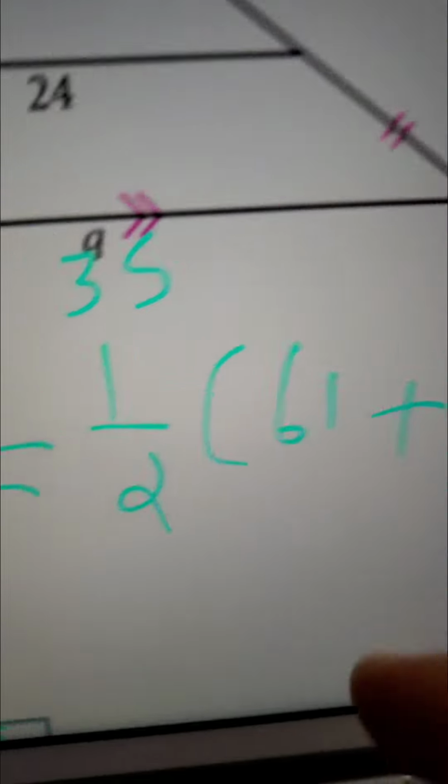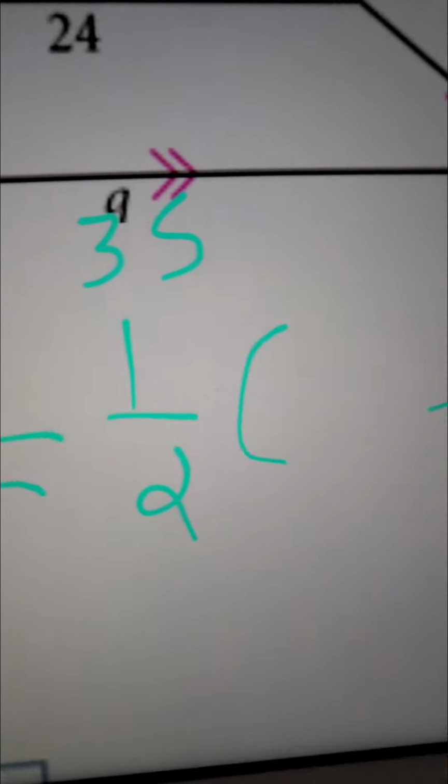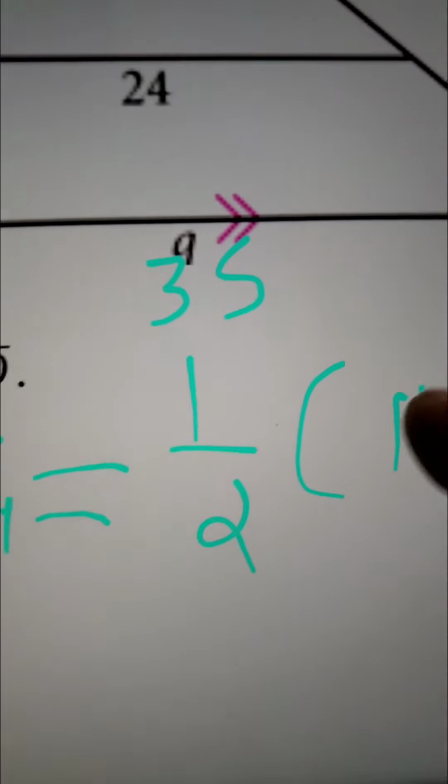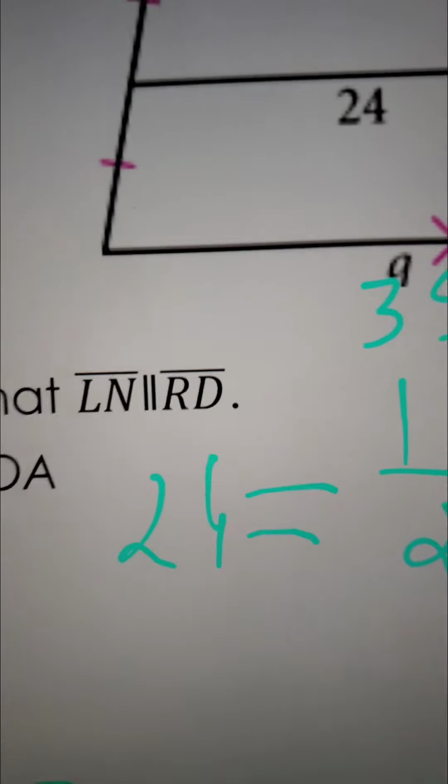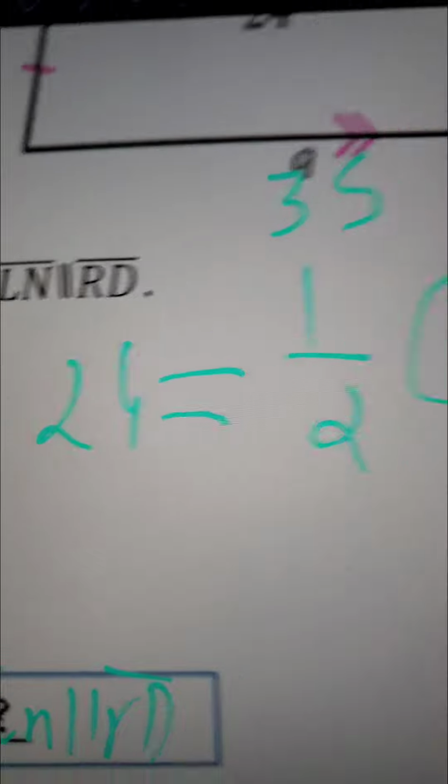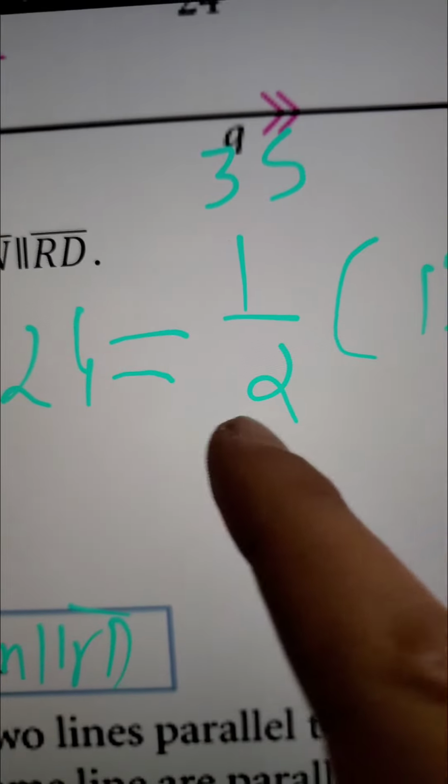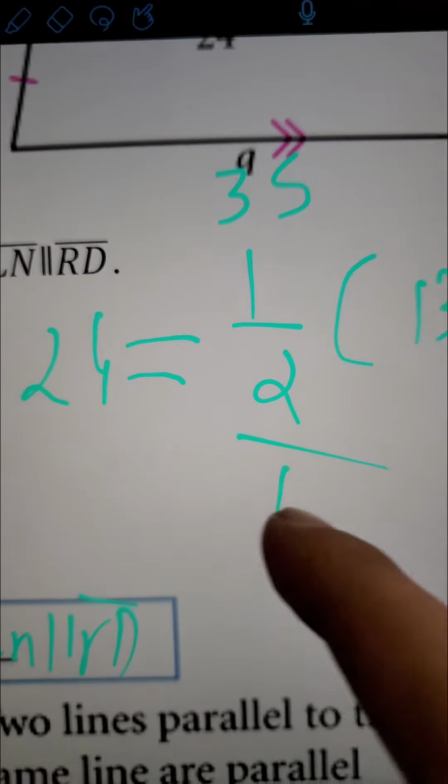Okay, and we know what base 1 is, and it's 13. So we work backwards. Well, we want to know what b is, so instead of multiplying, you divide by 1 over 2.